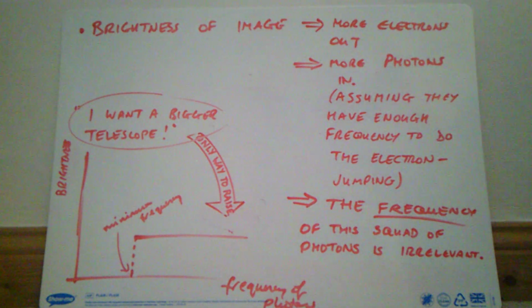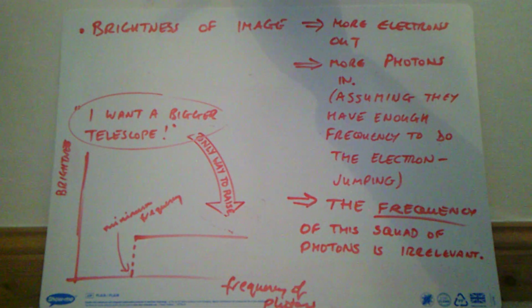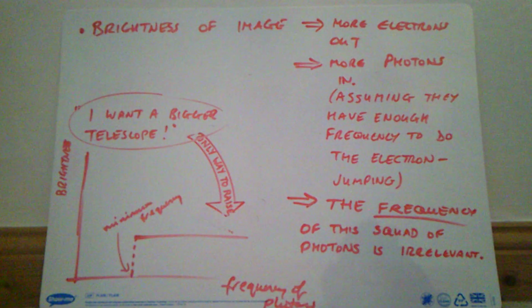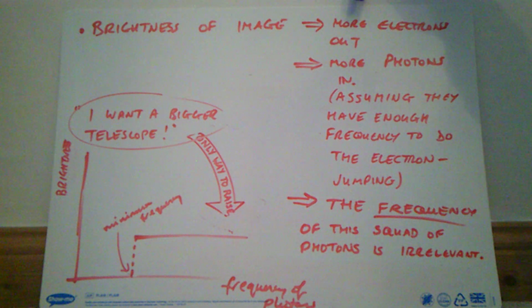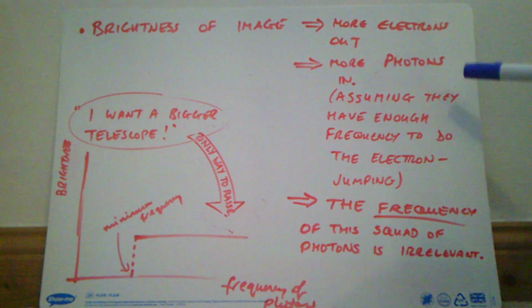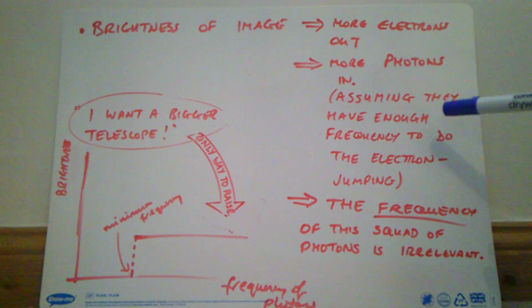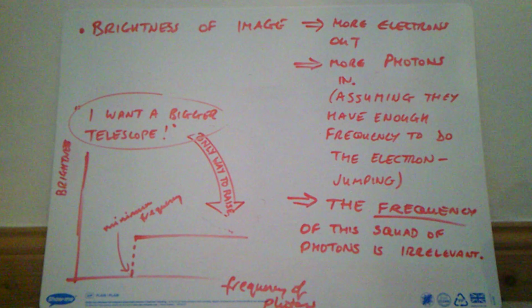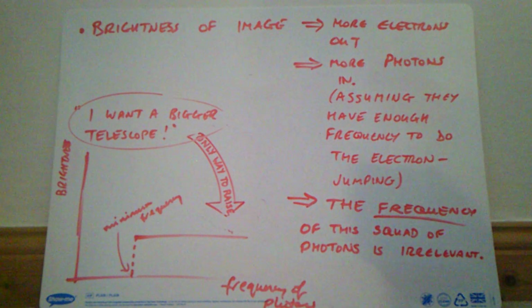The brightness of the image from your space telescope, it's all about the number of electrons coming out, because it's the electrons which form the image. And to have a brighter image, you need more electrons coming out. So if you want more electrons coming out to get a brighter image, then you want more photons coming in, obviously assuming these photons have enough energy to do the electron jumping thing. If you want a brighter image, you need more photons coming in. And if you want more photons coming in, then you need a bigger telescope.